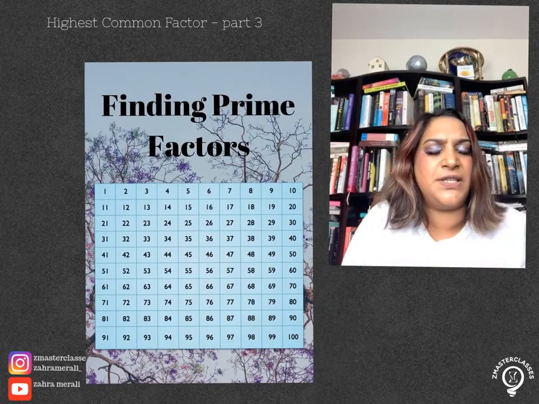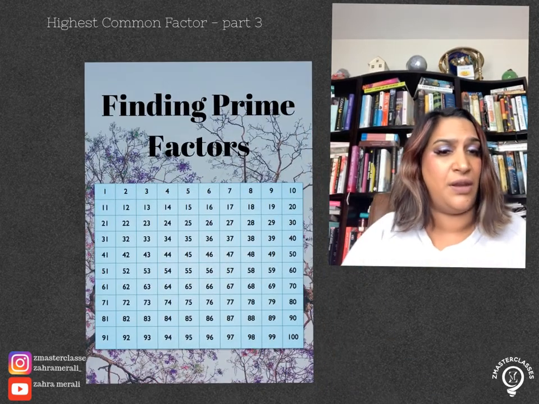Guys, so today we're going to look at the last method to find the highest common factors, and that's using prime number factorization. So a prime number is a number that is divisible by 1 and itself and nothing else.